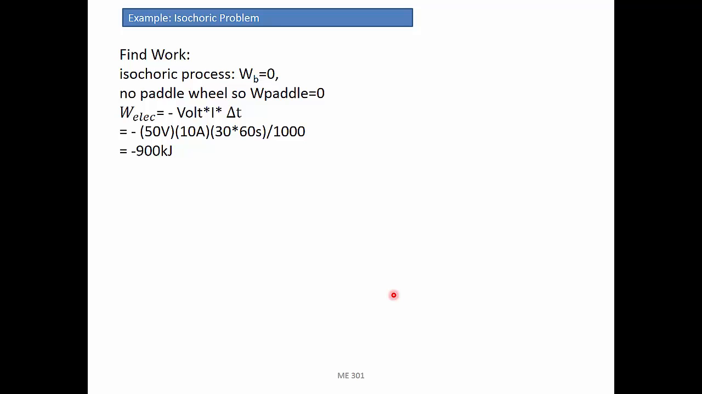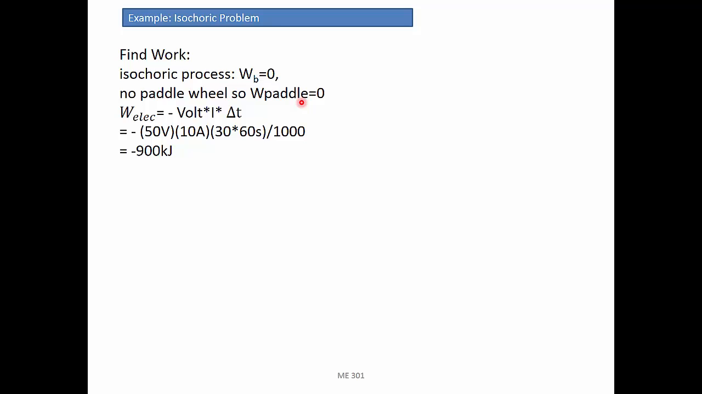Step 3, we now need to find work. This is the isochoric process. Volume is constant, so there's no volume change. Therefore, my boundary work is equal to 0. No paddle wheel in the system, so my work done by the paddle wheel is 0.